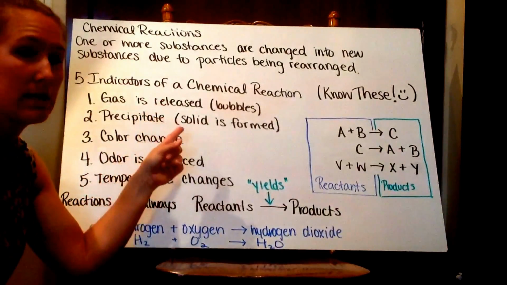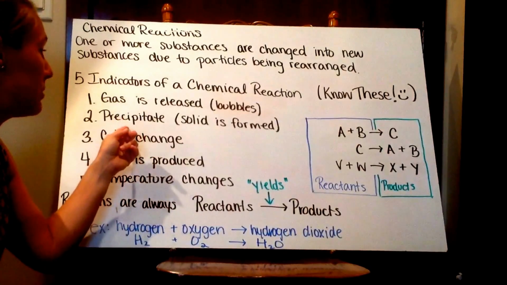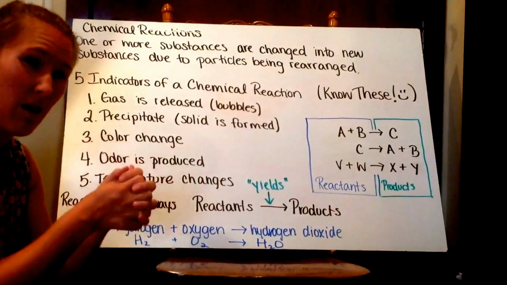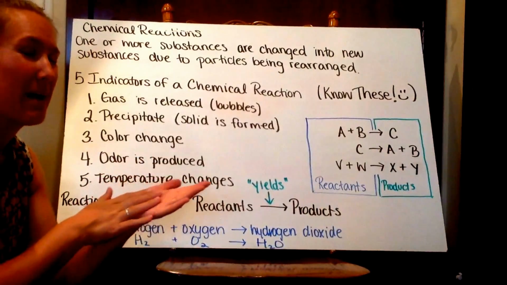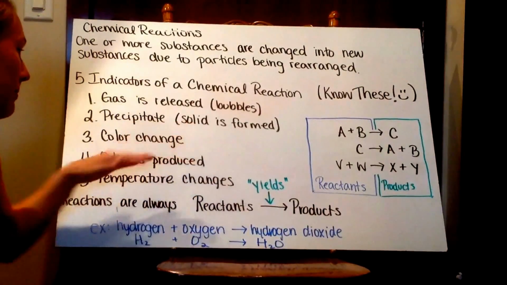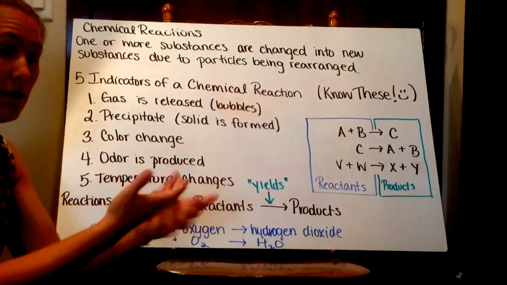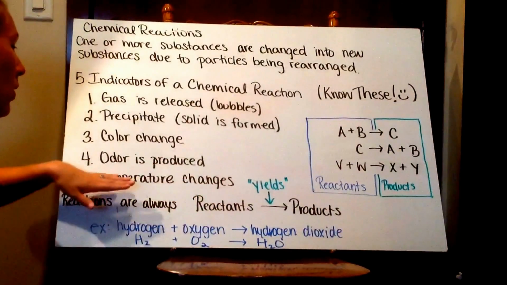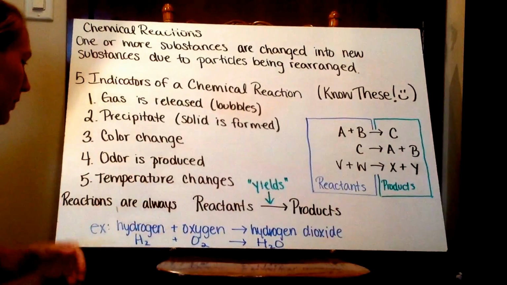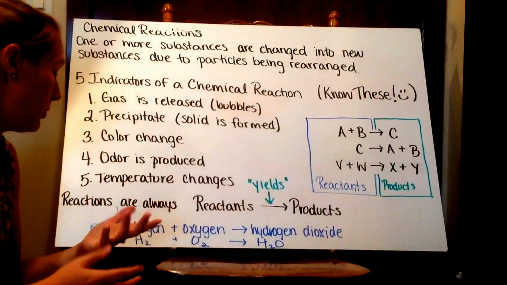First, a gas is released. We can see this in the form of bubbles. Second, a precipitate might be formed. Precipitate is a scientific way of saying that a solid is made. This won't be one big clump. It usually looks like a powdery substance inside of a liquid, but that is your precipitate solid forming. You can also have a color change. Maybe 2 clear colorless liquids are mixed together and they turn yellow. That's a color change. Odor is produced, so maybe you have 2 odorless items and then a smell is made. Or temperature changes, so you might mix 2 things together and it gets hot or feels cold.